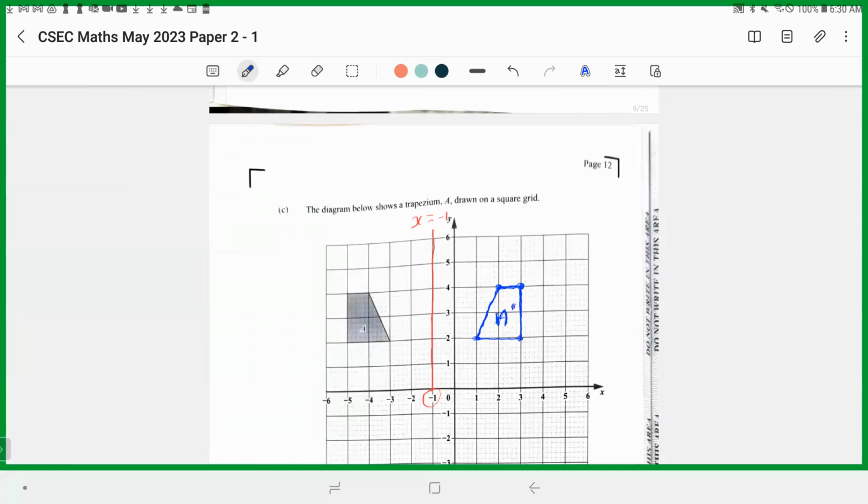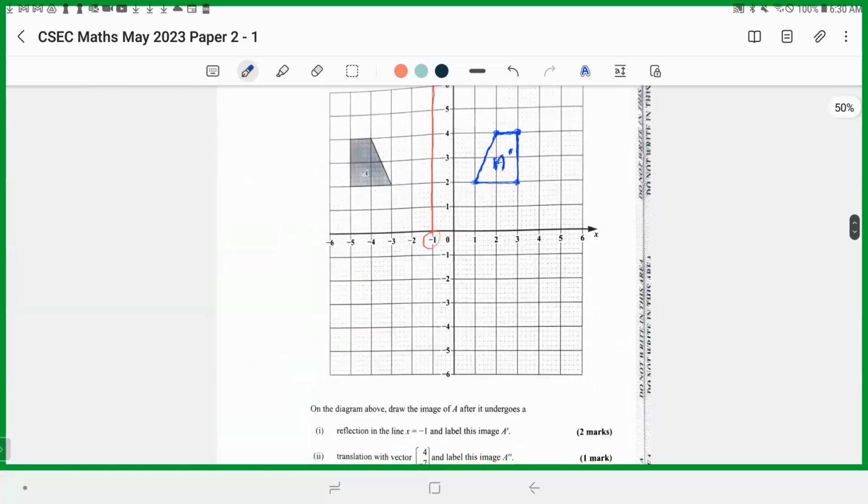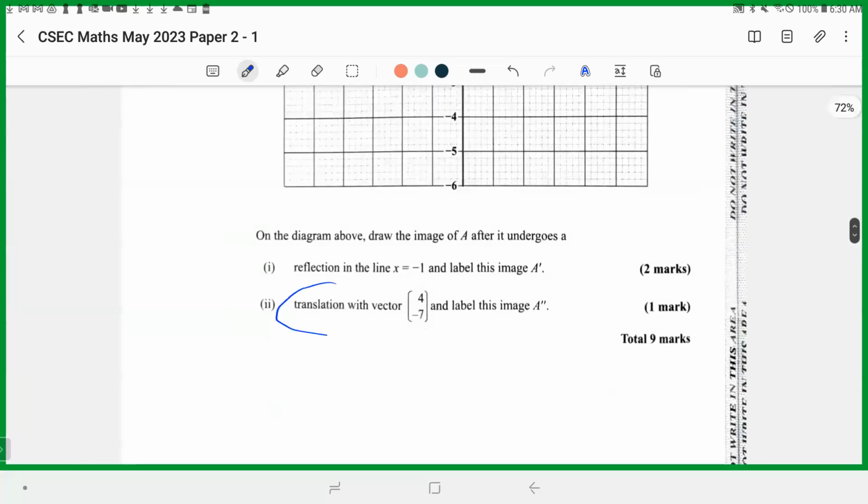All right, next thing I want us to do is a translation. Remember, this value is the horizontal movement, and this value is the vertical movement. Because this is positive, it means that we are going to the right. When this is negative, it means that we are going down. So this translation will move a point 4 units to the right and 7 units down. It's a -7, 7 units down.